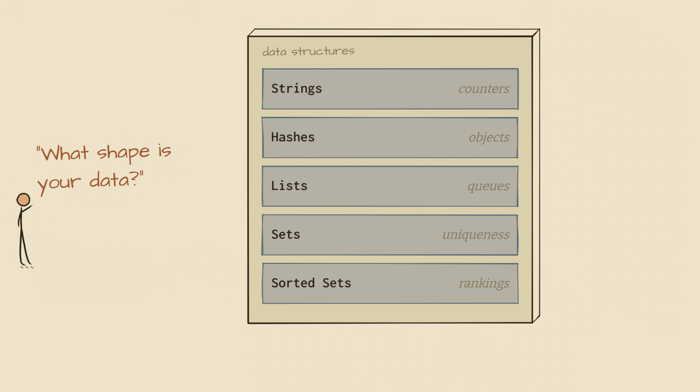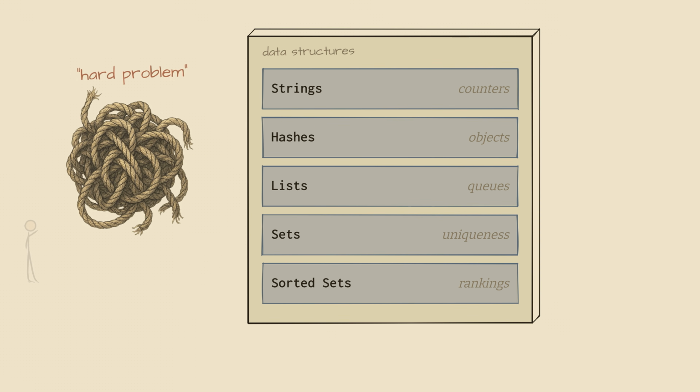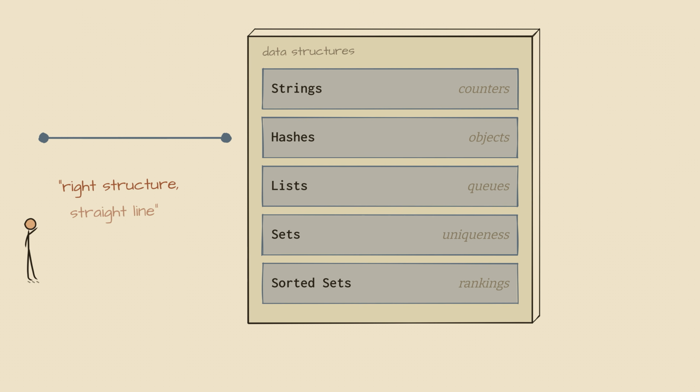Every one of those was a real headache with the wrong structure, and one simple command with the right one. So don't reach for commands first, ask what shape your data is. Match the shape, and the hard problems just quietly fall apart.